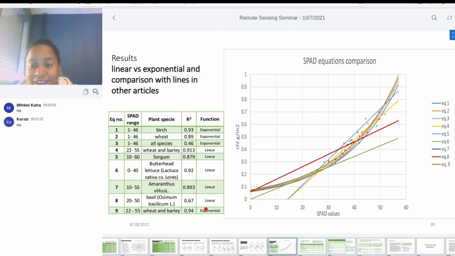In the case of the linear ones, some of them miss the target, and some of them seem to be right on within a certain range of SPAD values, but outside of that, they lose their validity.